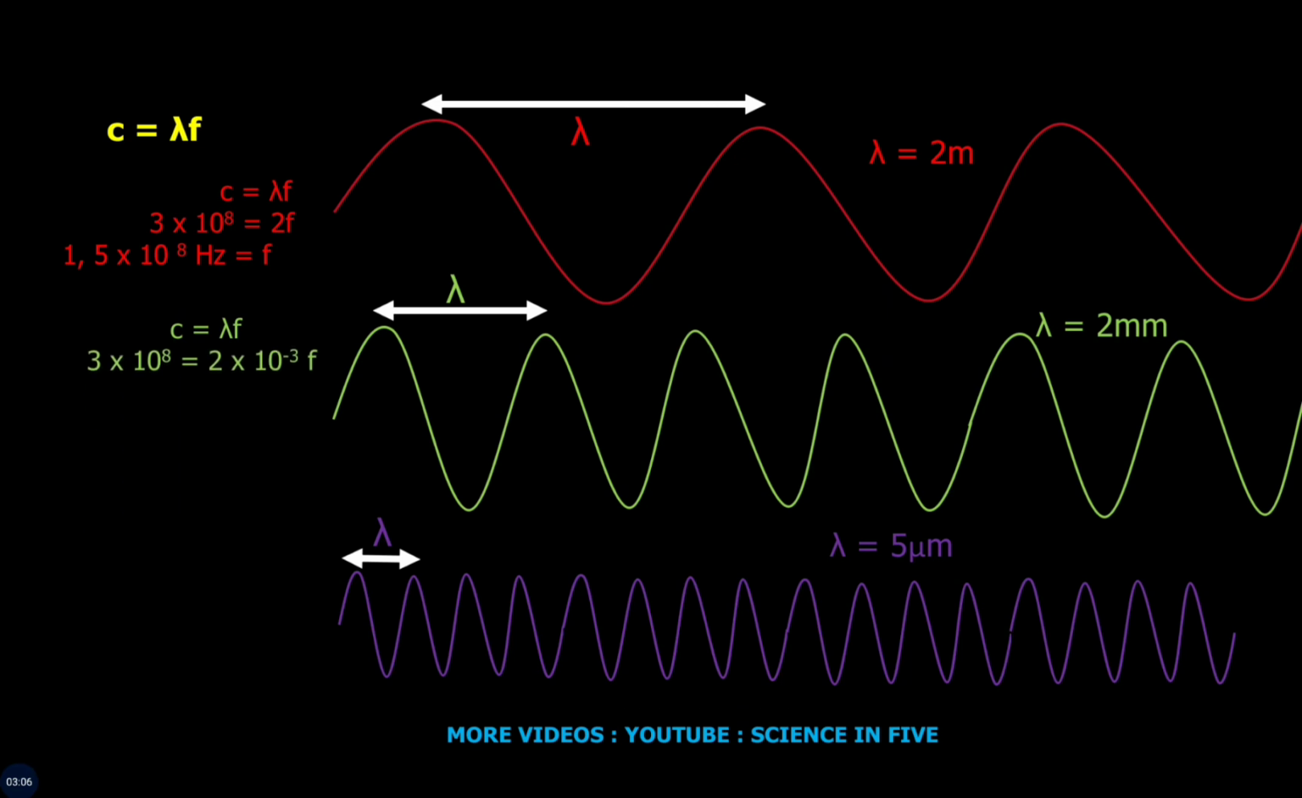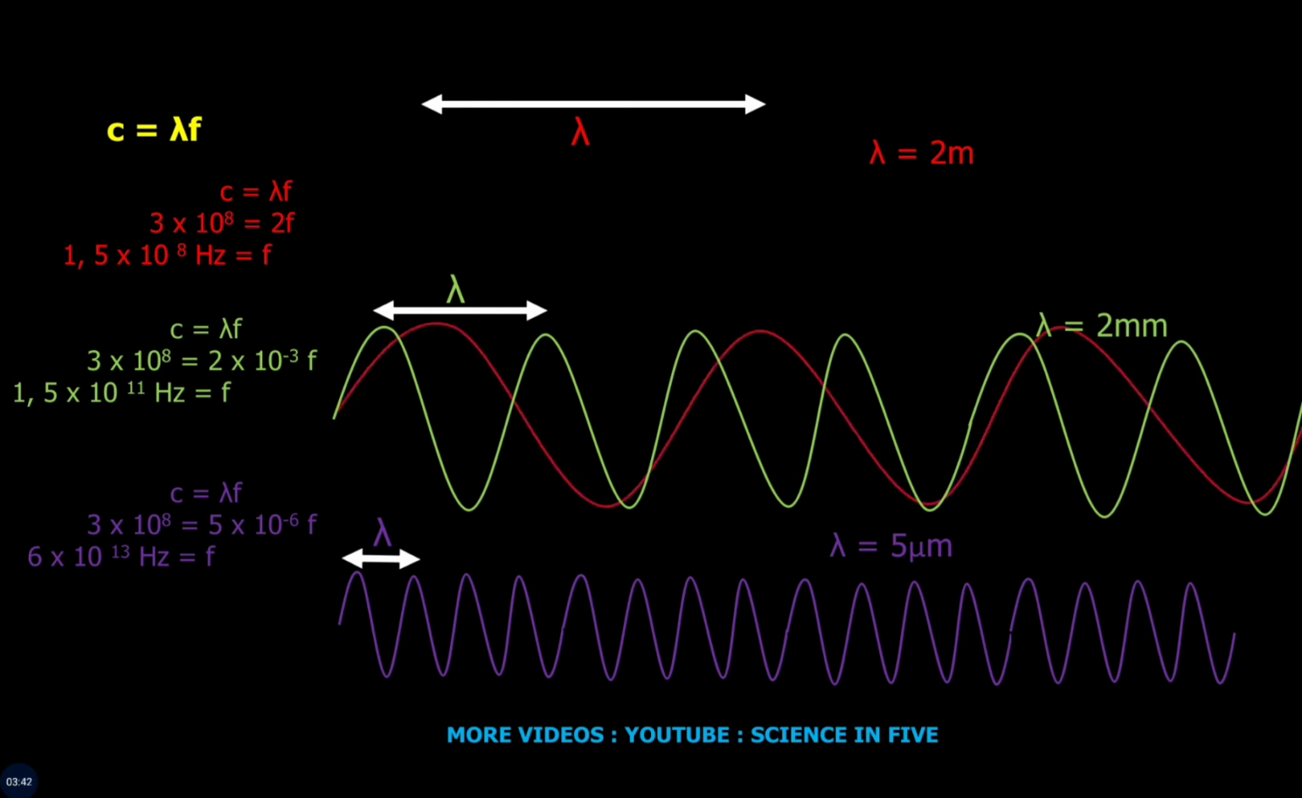For the green wave pattern, the wavelength is 2 millimeters. It's now actually smaller than the red pattern. Will the frequency be larger or smaller? The frequency is actually greater. For the purple pattern, the wavelength is even smaller, 5 × 10^-6 meters or 5 micrometers. Will the frequency be larger or smaller? The frequency is actually the largest of the 3 wave patterns. So as the wavelength decreases, the frequency increases.